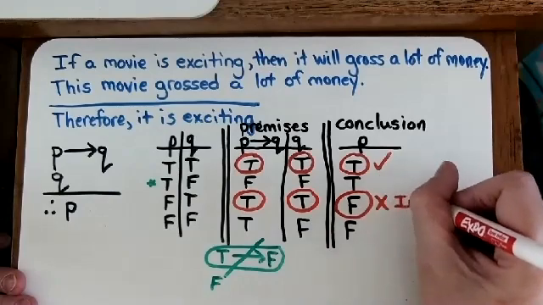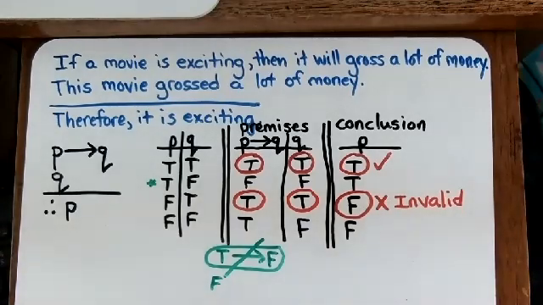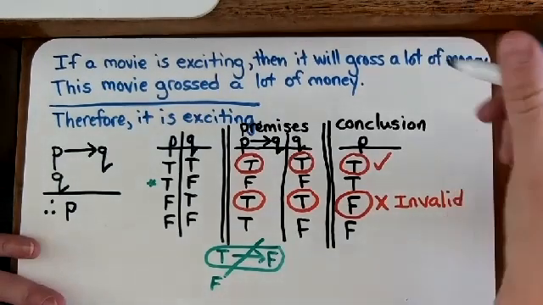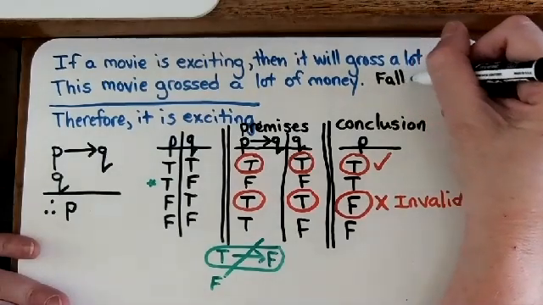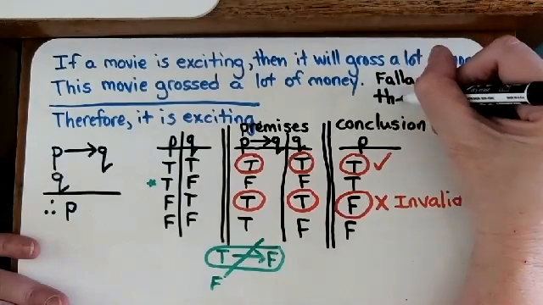This is an invalid argument because a valid argument is such that when both premises are true, the conclusion is also true. That's only half of the time, so it's an invalid argument. This is a commonly known invalid argument, which we call the fallacy of the converse.